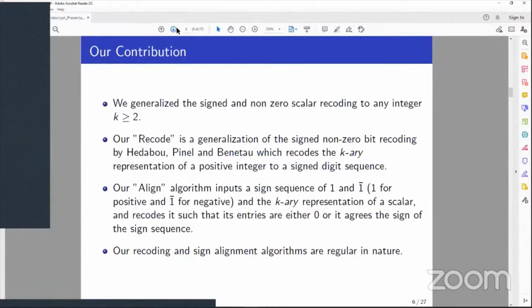That means we get rid of all the zeros and replace them with negative and positive digits. And for the align algorithm, for a given sequence of signs, we can align them. That means we recode a scalar in such a way that it agrees with the sign sequence. If the sign is positive, then the digit will be either positive or zero. If it is negative, then either zero or negative.